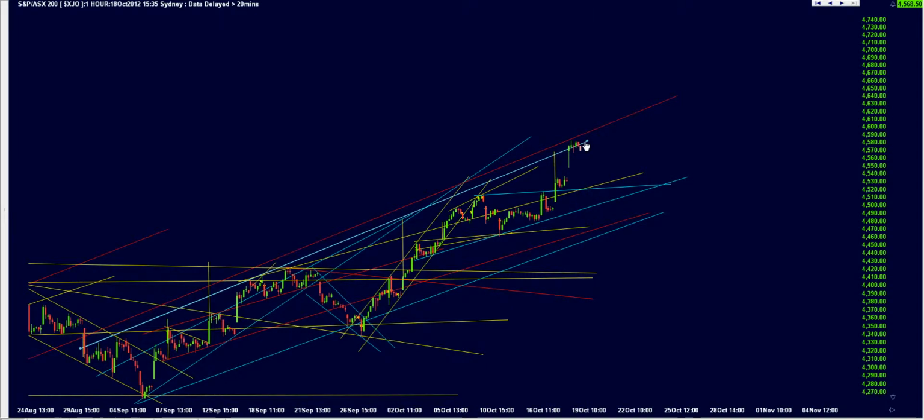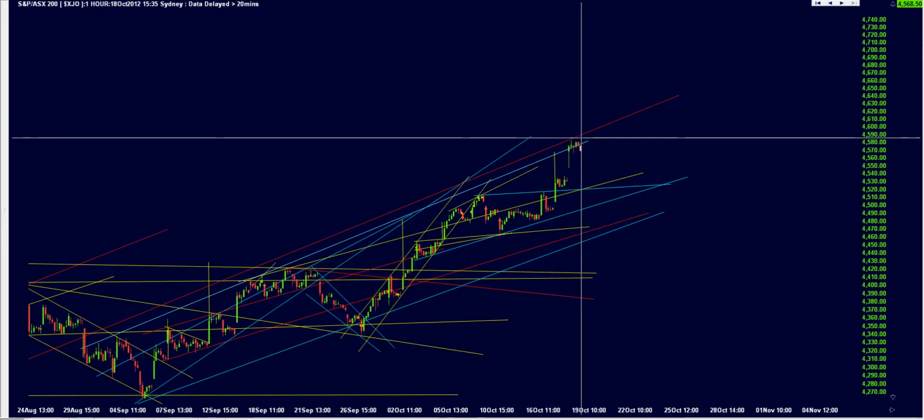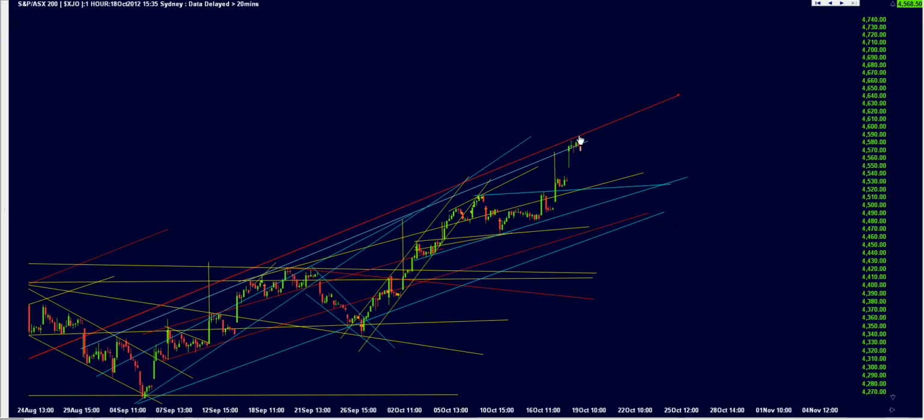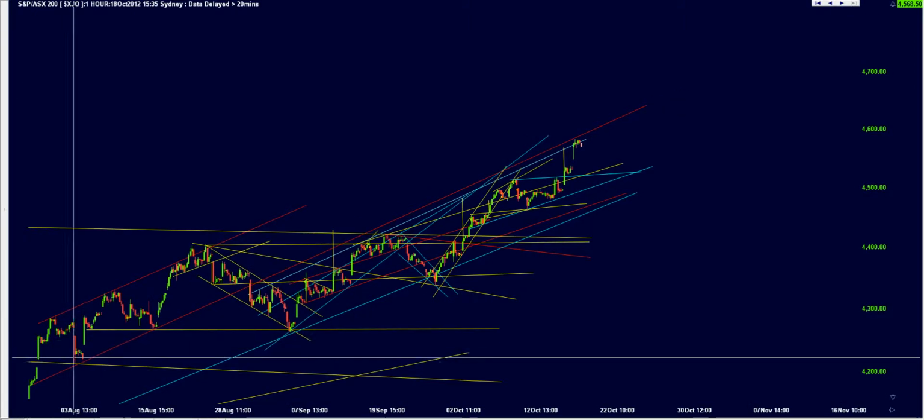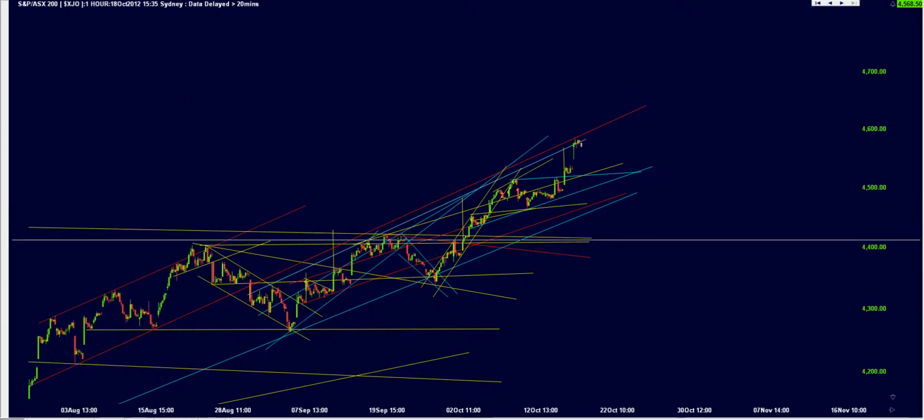Now this blue line is the top line to our rising wedge pattern that we had. And also we almost had a tag up on this red line. This red line goes all the way back to the support area that we had there in early August. So it's quite amazing that the ASX 200 is now up at this area.